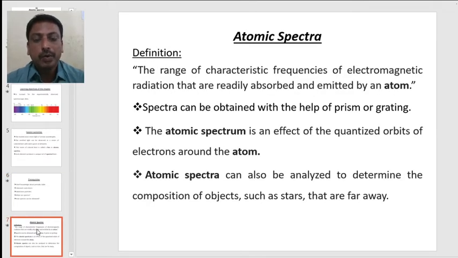So now let me start with the definition of atomic spectra. Basically, it is defined as the range of characteristic frequencies of an electromagnetic radiation that are readily absorbed or emitted by an atom. It means an atomic spectra can be obtained when the light emitting substance is in an atomic state. The spectra can be obtained with the help of a prism or grating, as we already know. The atomic spectrum is an effect of the quantized orbits of the electrons around the atom. And atomic spectra can also be analyzed to determine the composition of an object, such as stars, especially the sun, which is far away from us.